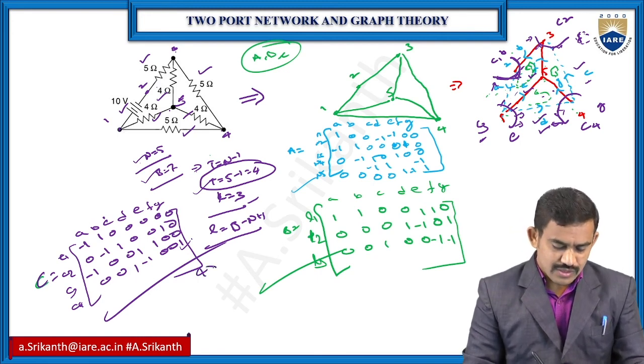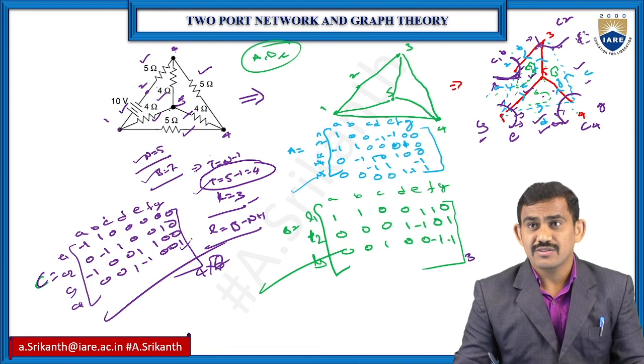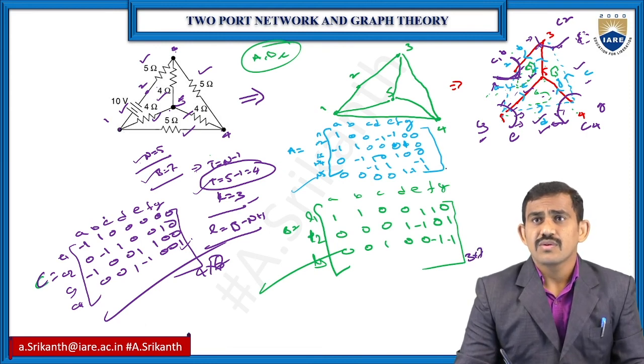So this is a 4 into 7 matrix. This is a 3 into 7 matrix. This is like a 5 into 7 matrix. Okay.